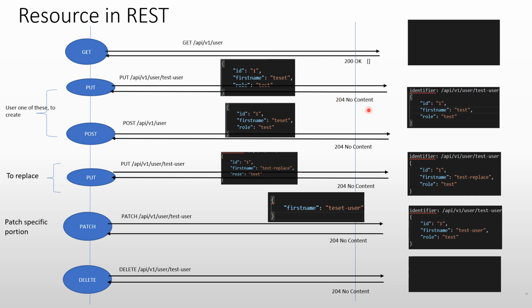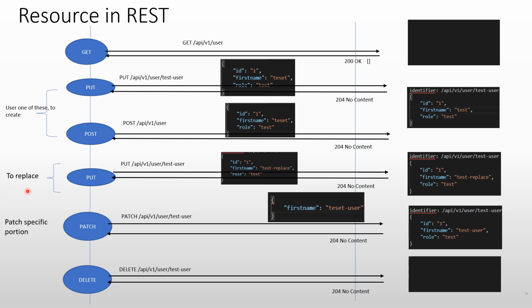There's a response, no content, as a response status code. Post is exactly the same. For a user, you use one of these to create. In the previous recommendation, we said post is used to create, and post is not idempotent. Put is idempotent. If you send a user object multiple times with post, it will be created multiple times on the server side. You have to be careful.